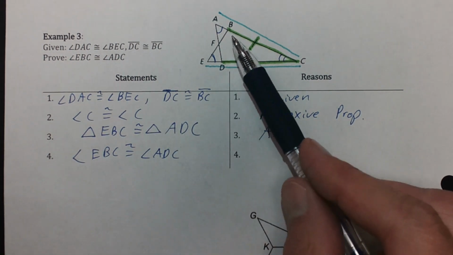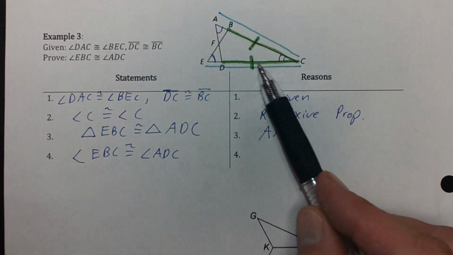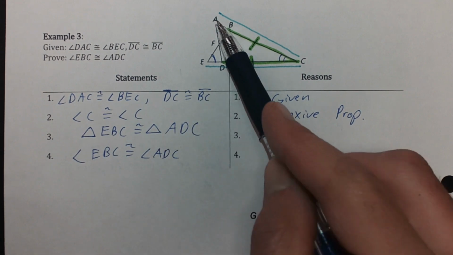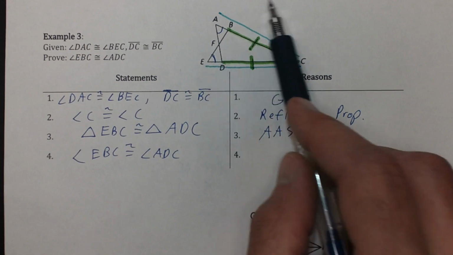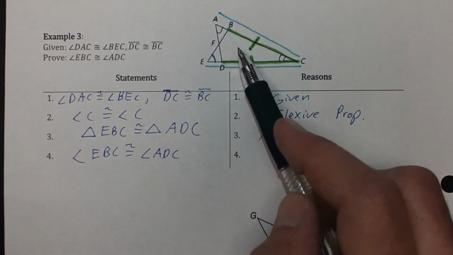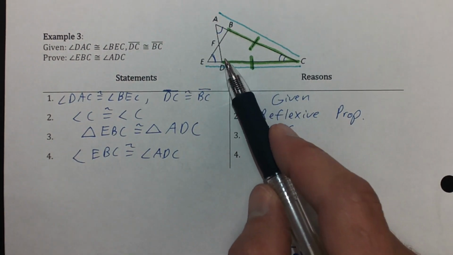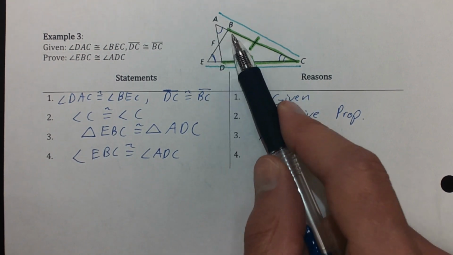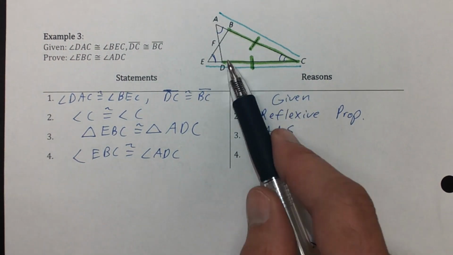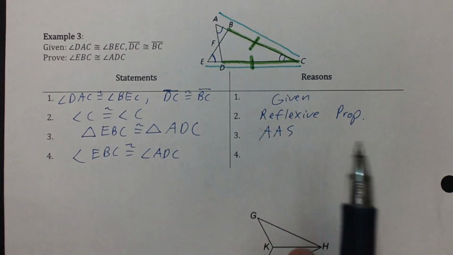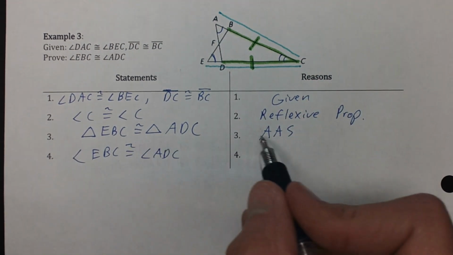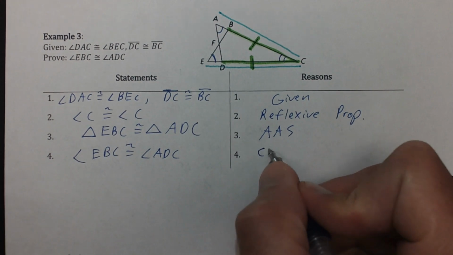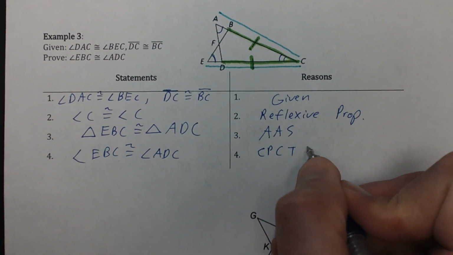How do I then know that angle EBC, which I have not yet marked, by the way, is congruent to angle ADC? Well, those are just corresponding parts. See, each of those angles is the unmarked one. Angle ADC hasn't been marked, and neither has EBC. So those are definitely corresponding parts. And we've already established that these triangles are congruent. So corresponding parts of congruent triangles are congruent.